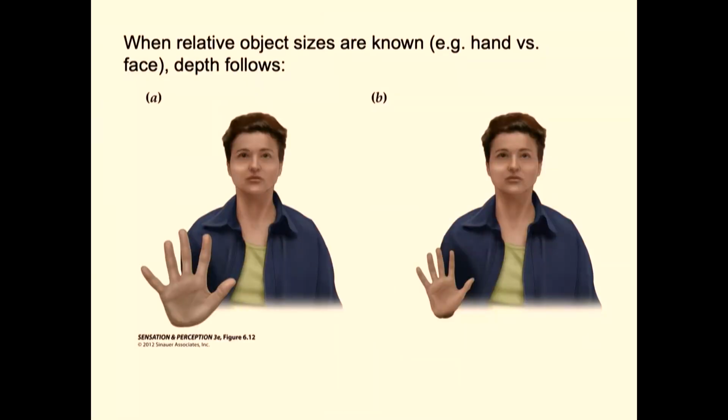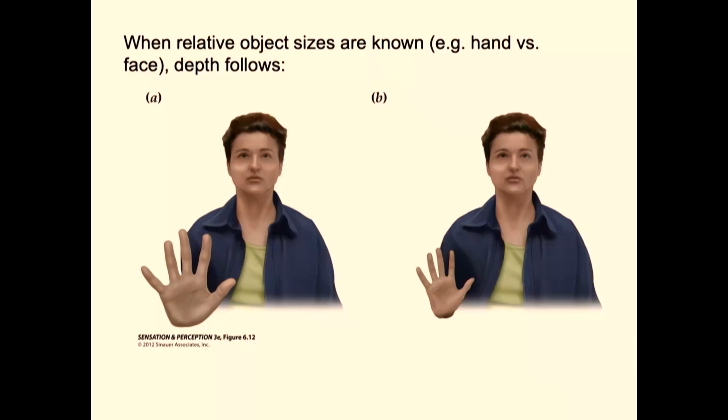Here's a situation where you know the relative size of these body parts, right? You know that hands are of a certain size relative to somebody's face, and so the fact that the hand is bigger in the one on the left leads you to conclude that it's a lot closer. Right? So again, hand looks closer, and this all happens implicitly.